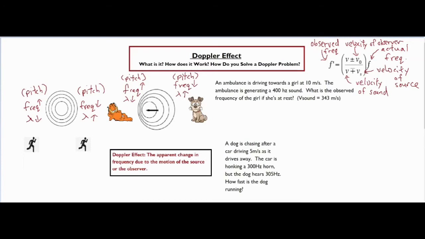So if we're taking a look at our first problem over here, it says an ambulance is driving towards a girl at 10 meters per second. The ambulance is generating a 400 hertz sound. What is the observed frequency of the girl if she's at rest? So we're going to go ahead and draw a picture first before we start plugging in some numbers.